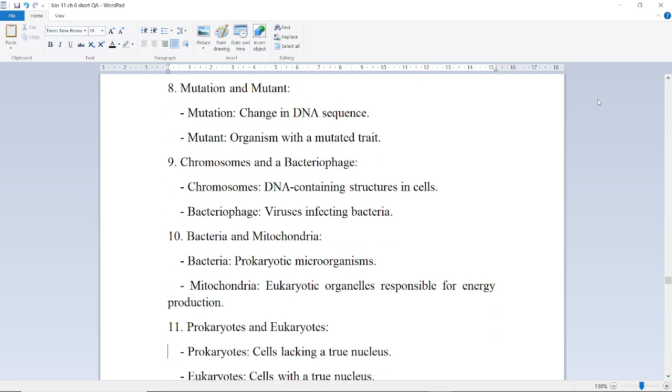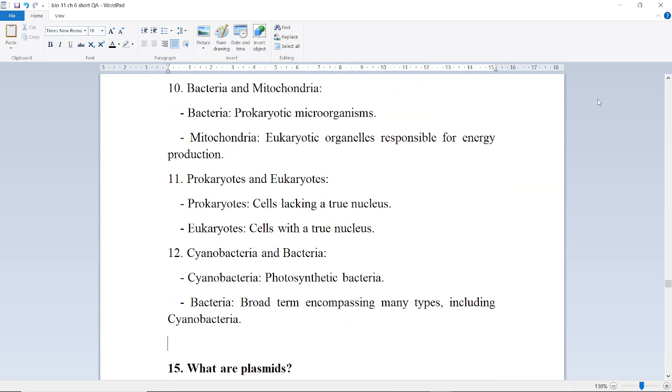Next is bacteria and mitochondria. Bacteria: prokaryotic microorganisms. Mitochondria: eukaryotic organelle responsible for energy production. Prokaryotes and eukaryotes. Prokaryotes: cells lacking a true nucleus. Eukaryotes: cells with a true nucleus. Cyanobacteria and bacteria. Cyanobacteria are photosynthetic bacteria. Bacteria is a broad term encompassing many types, including cyanobacteria.